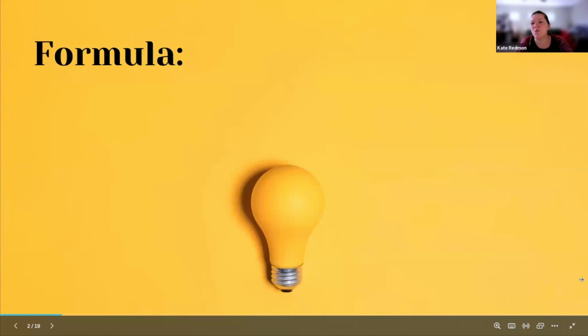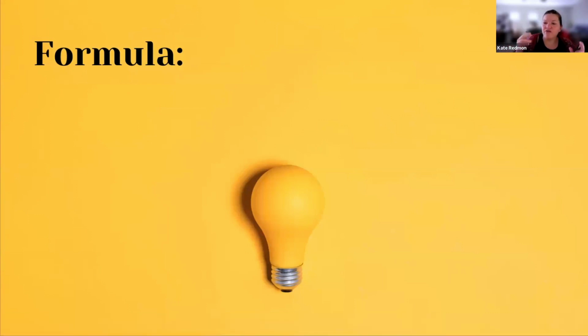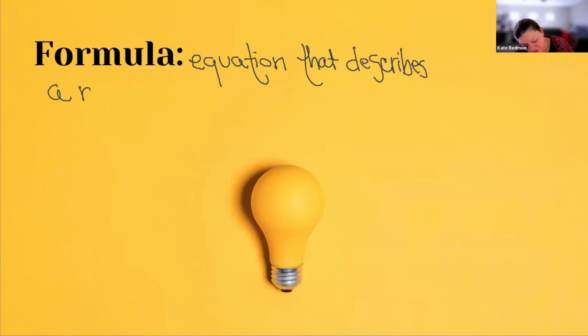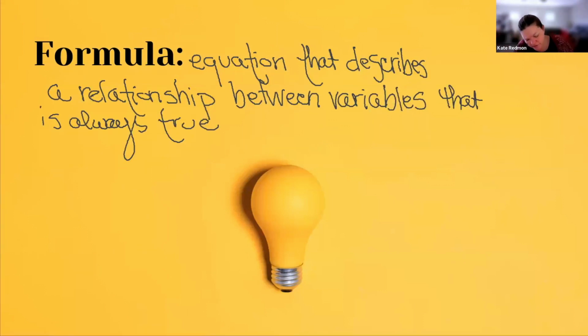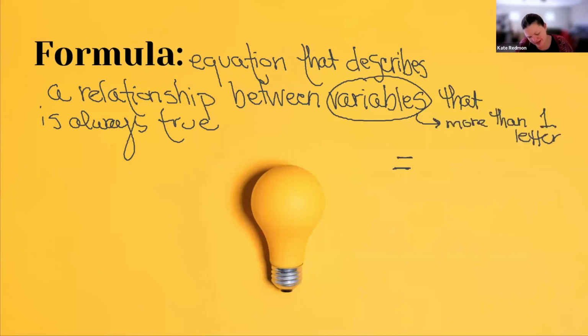Let's start with just what is a formula. A formula is an equation that describes a relationship between variables that is always true. It's an equation, right? So we're going to have an equal sign. And notice that I say between variables with an S on it. We're going to see more than one letter. And I say it's always true, meaning it describes a rule. This is how the world works.